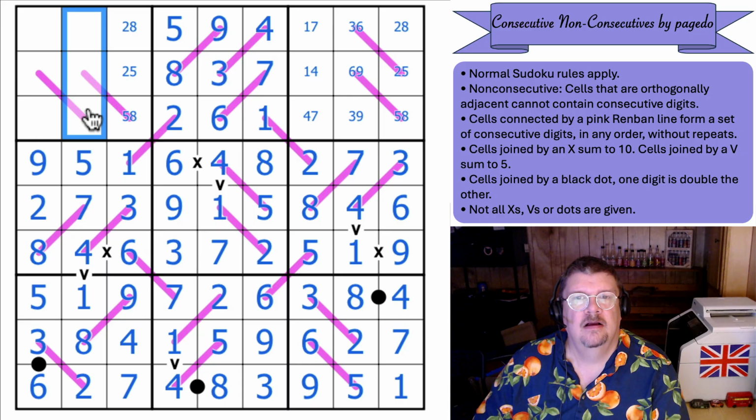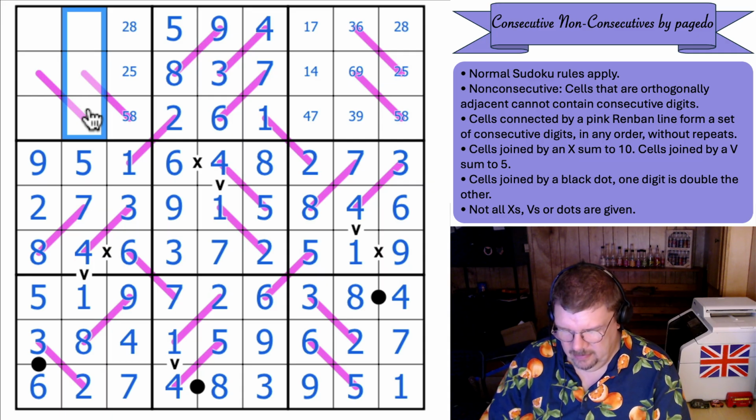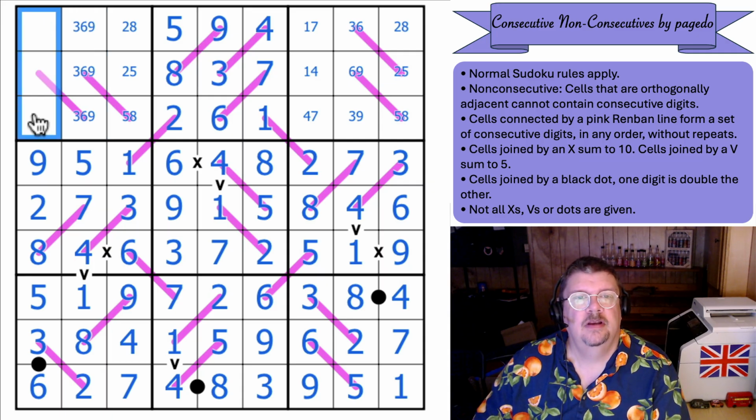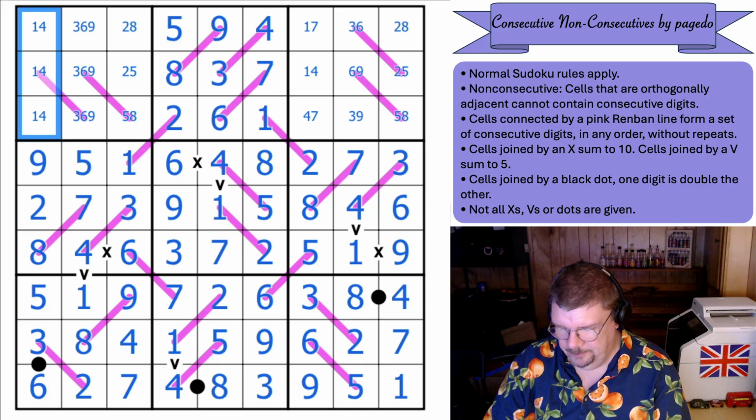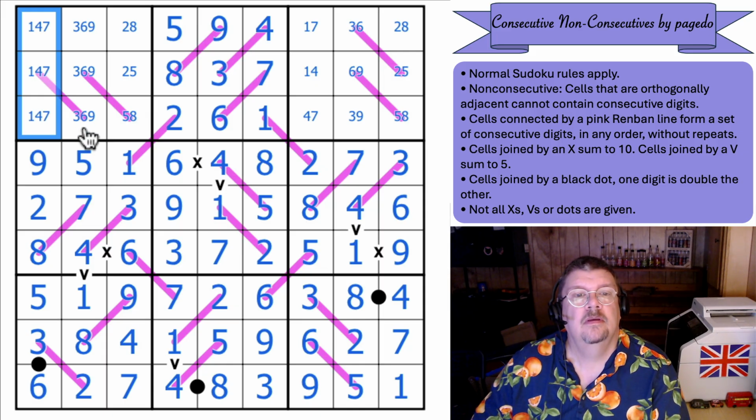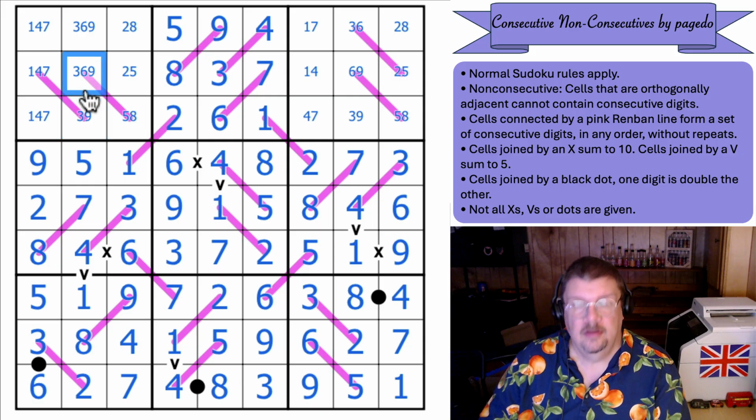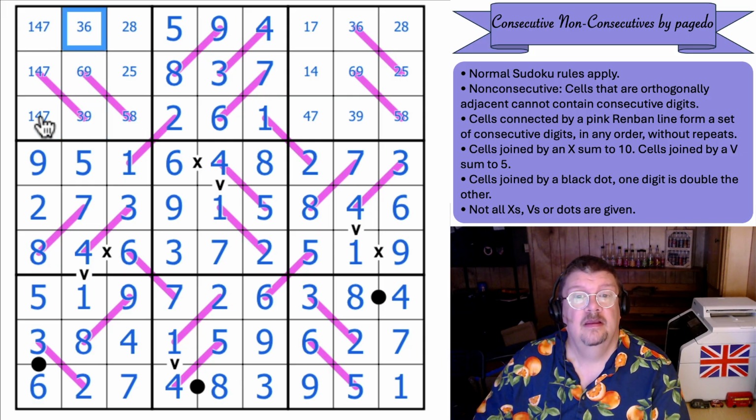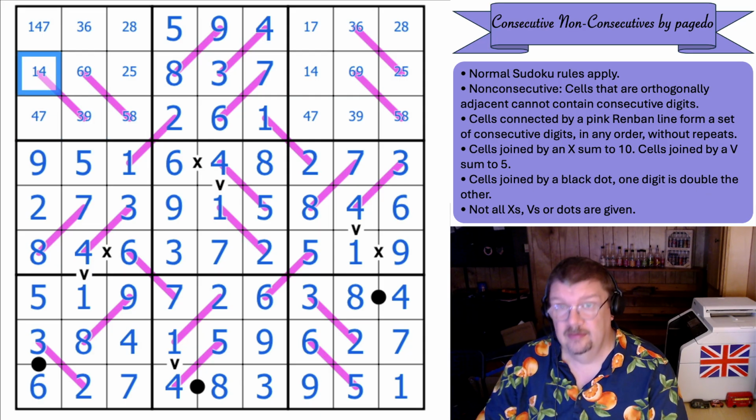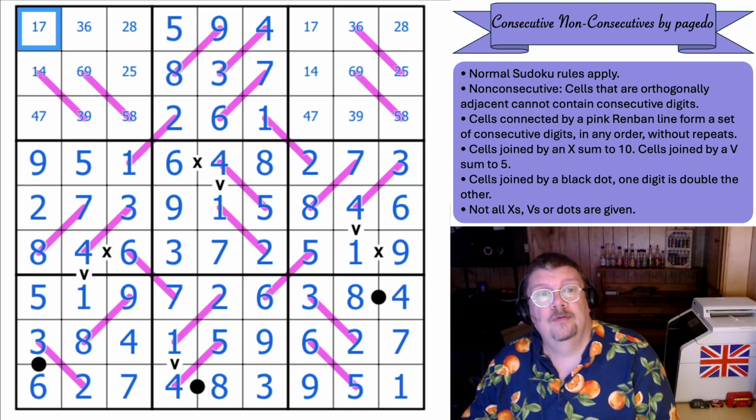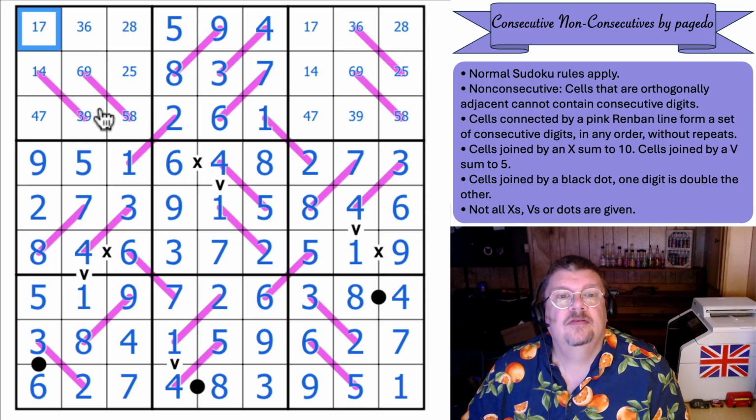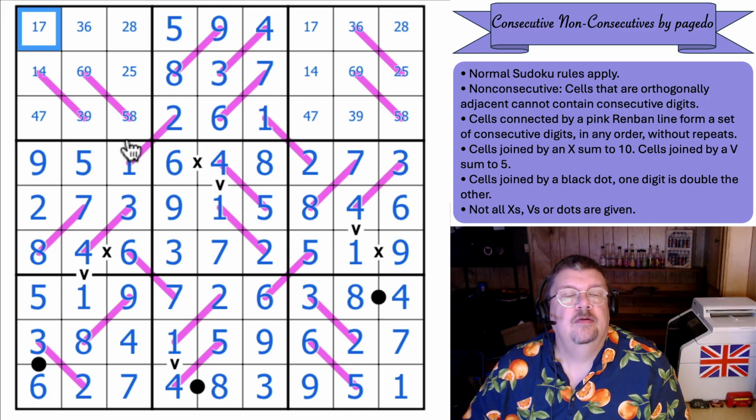These 3 are 6, 3, and 9. These 3 are 1, 4, and 7. That's not 6. That's not 3. That's not 9. That's not 1. That's not 7. That's not 4. All right, let us see how we resolve these.